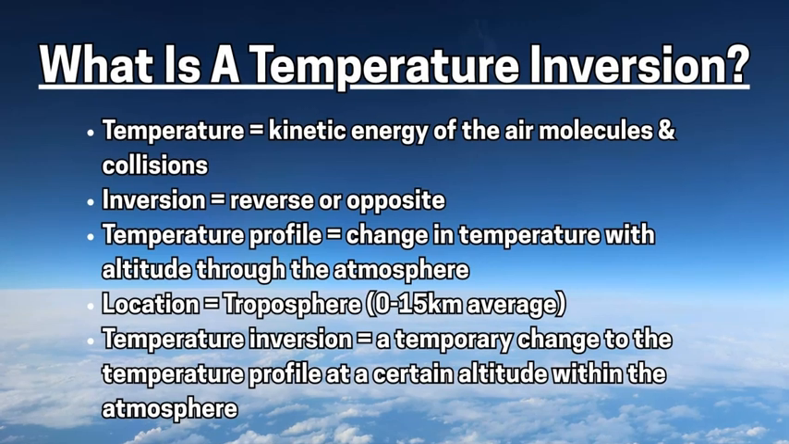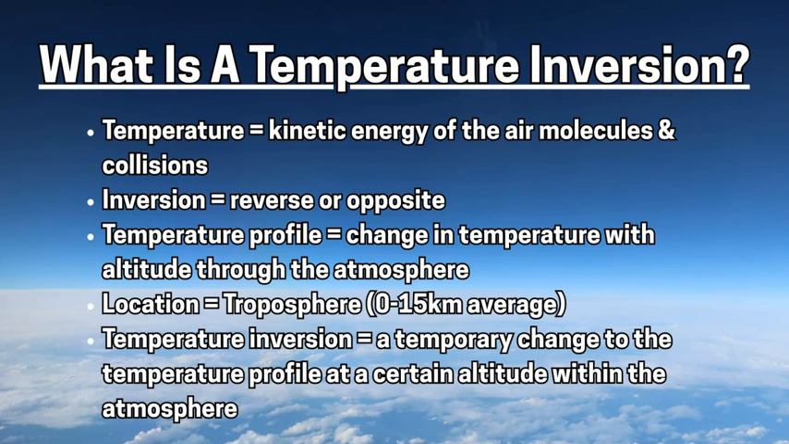The term inversion refers to a reverse or opposite occurring within a situation. In this case, it would be the temperature of the atmosphere, and this can be looked at through what's called a temperature profile. So it's the temperature as you change the altitude within the atmosphere. In this case, the lower layer, which is the troposphere, goes from the surface to around 15 kilometers on average, but it can go higher based on the latitude, towards the equatorial regions.